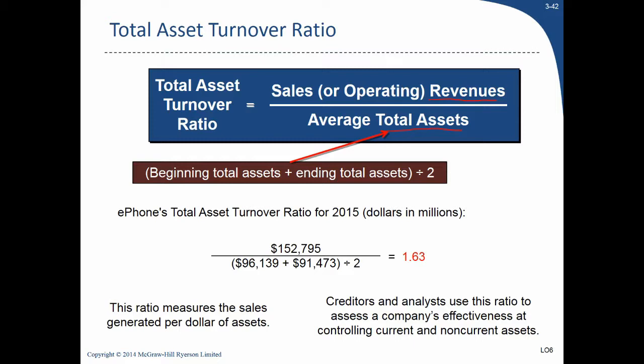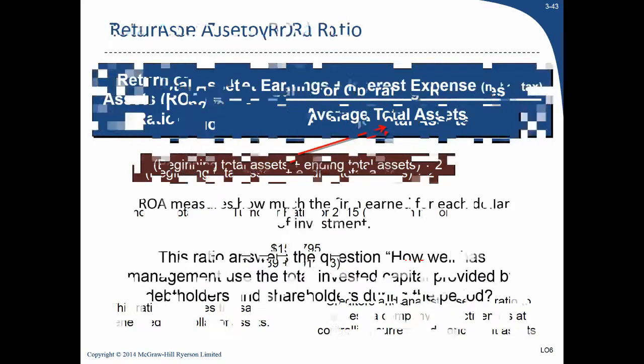So in ePhone's case, we might measure their total asset turnover ratio: $150,000 of revenue, and average assets are about 93. That gives us 1.63. That means for every dollar of assets, we generated $1.63 of revenue. Now that in and of itself doesn't mean much to us. You have to compare it to how we've done in the past. If historically our ratio was 1, we've improved a lot. If historically our ratio was 2.5, something's wrong. If our competitors are all right around 1.6, we know we're sort of middle of the pack. If our competitors are way higher than us, that means they're way more efficient than us, right?